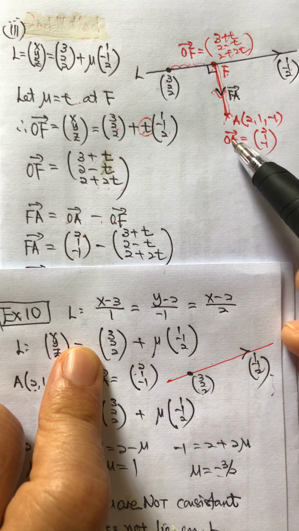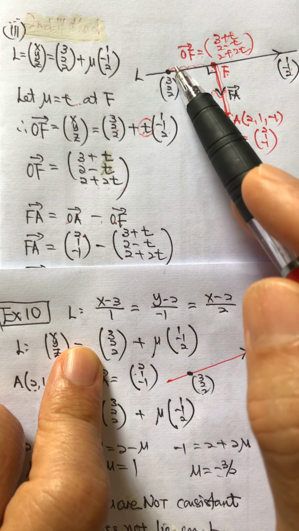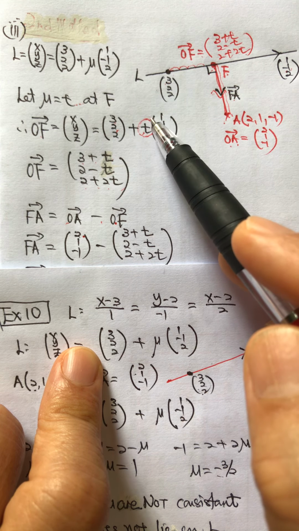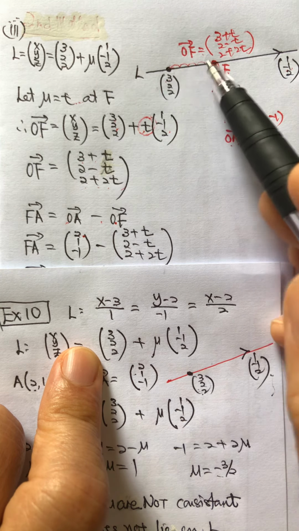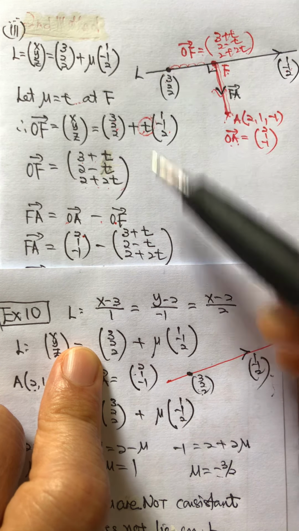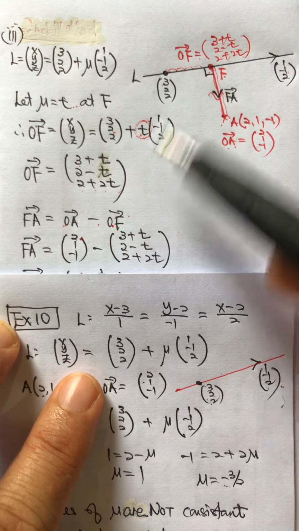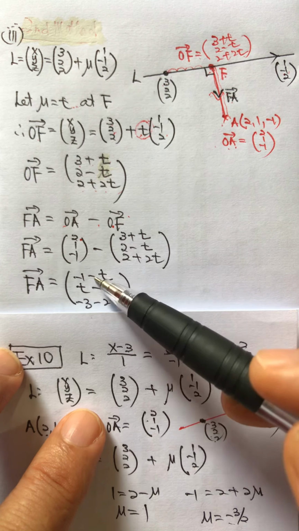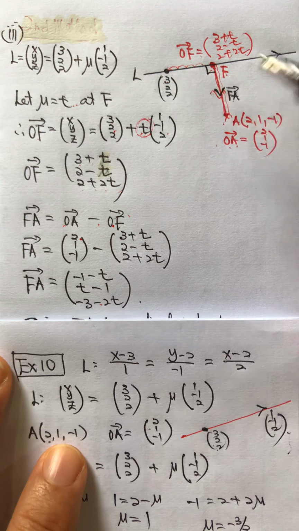So I have point A, OA, I have OF. OF means I just assume from this point to F I need t hours or t steps. So I'm going to find t. If I know what is t, then I can know f already. Okay, so OA minus OF, I find FA. So I subtract component by component, and then I get the FA.